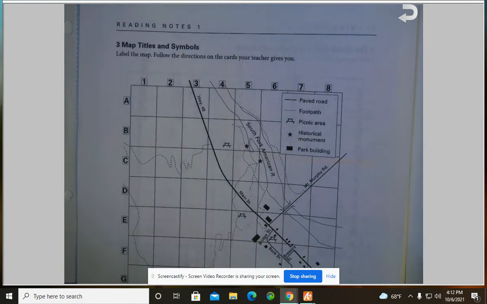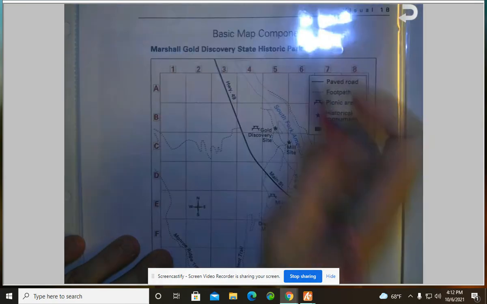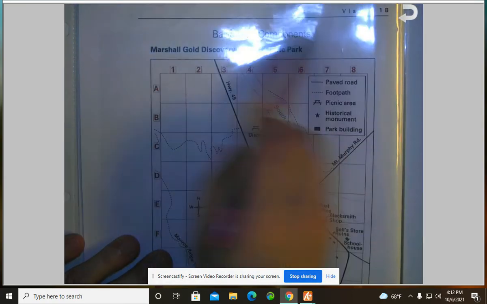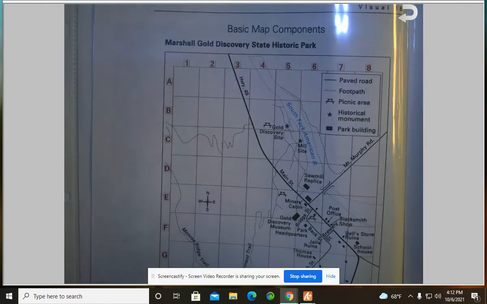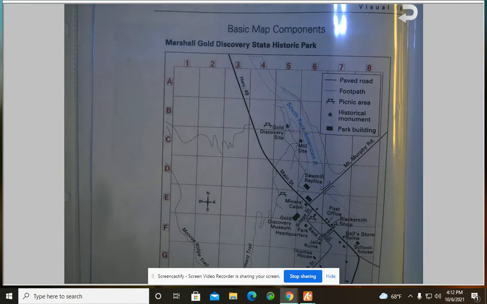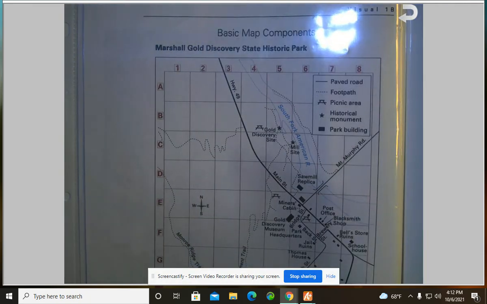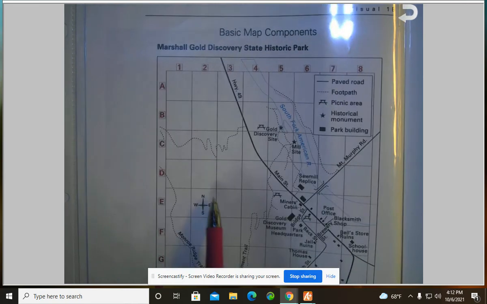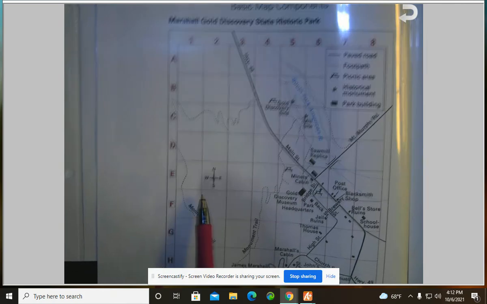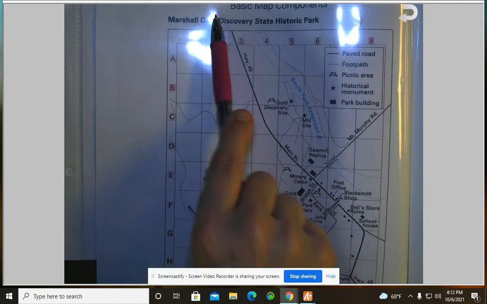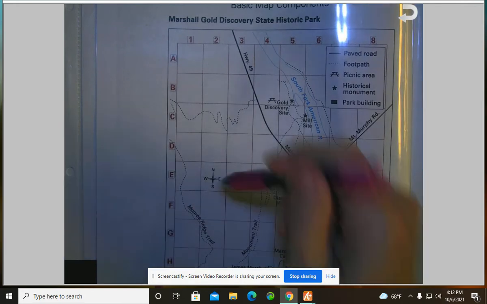So first of all, we're going to talk about the different elements of a map. A map's title tells us what a map is about, and that is usually found at the top of the map. It could be at the bottom, but it tells us. So this we know is about the Marshall Gold Discovery State Historic Park. Then you have the compass rose. That tells us the cardinal directions on a map. So we know that this is north, that's west, east, and south.